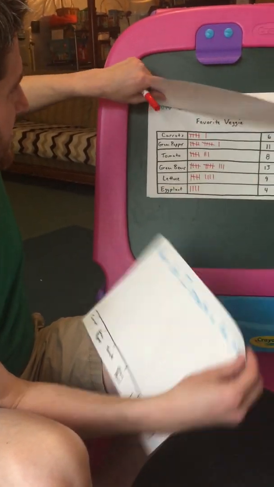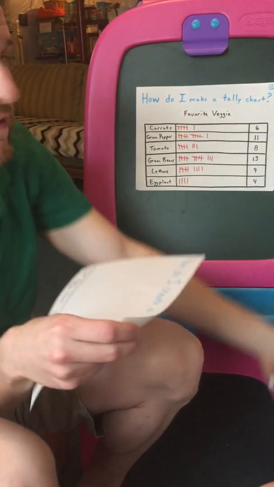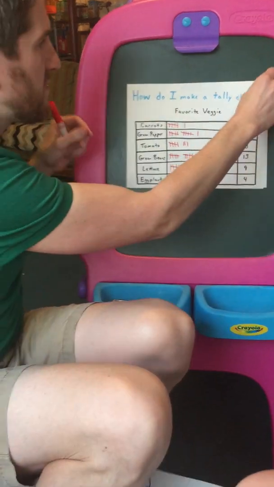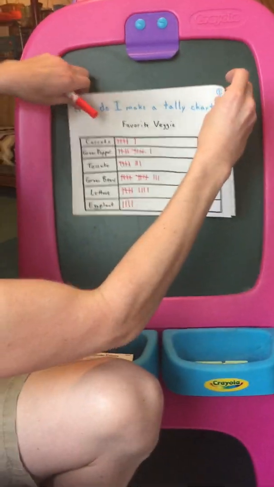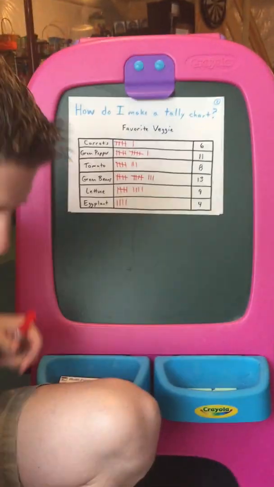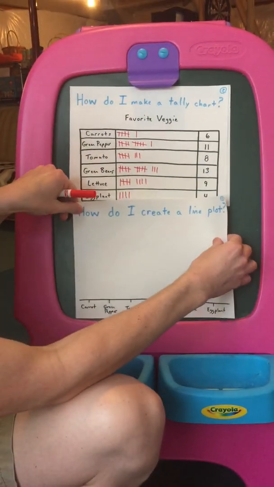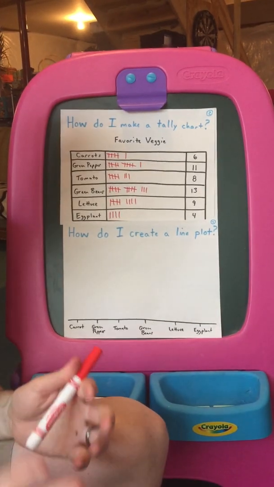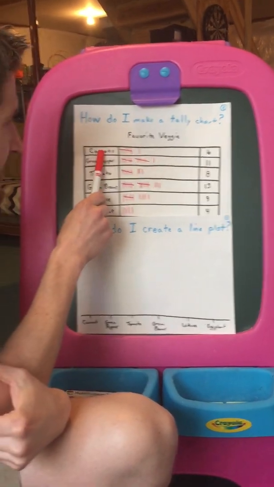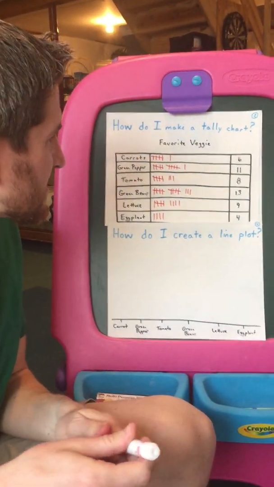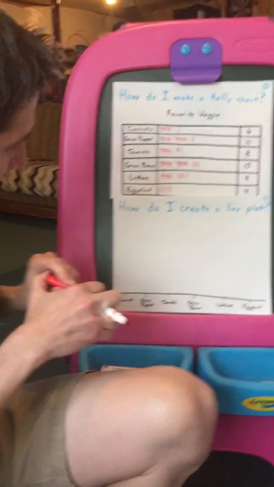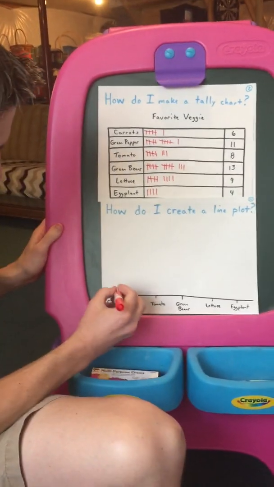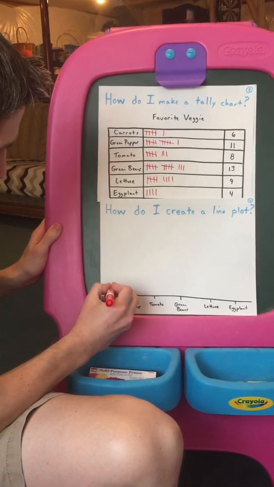Now, how do I create a line plot? Well, let's go back to this favorite veggies that we just did. I'm actually going to move that up. Now, let's take that information and create a line plot with the same information. So if I went back here to carrots, which was 6 votes, okay? Down here where I see the word carrot, I'm going to do 6 X's.